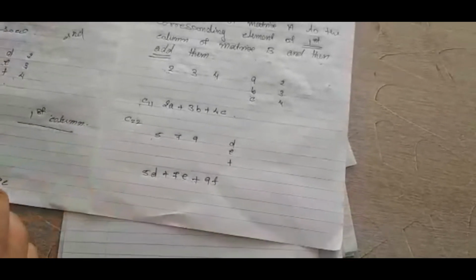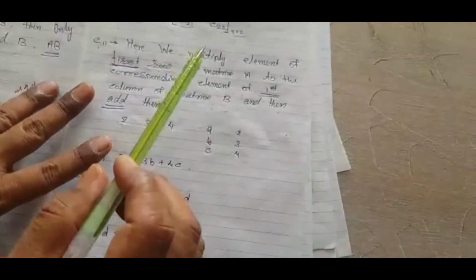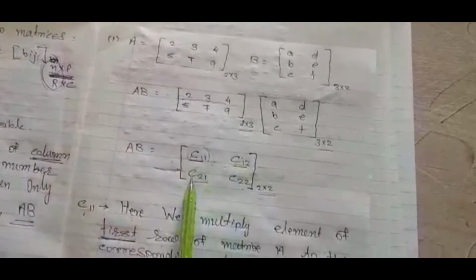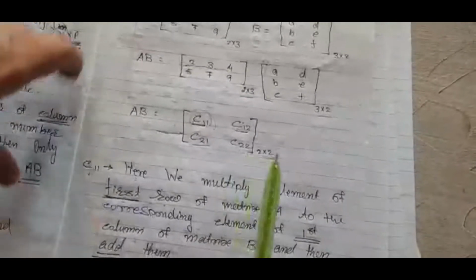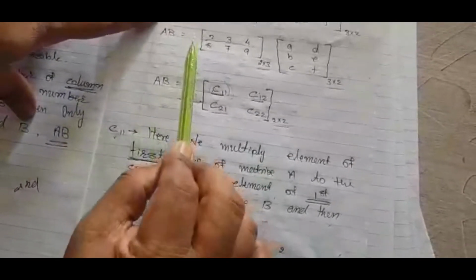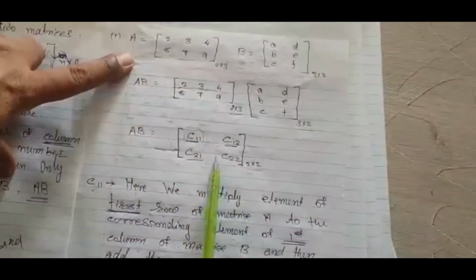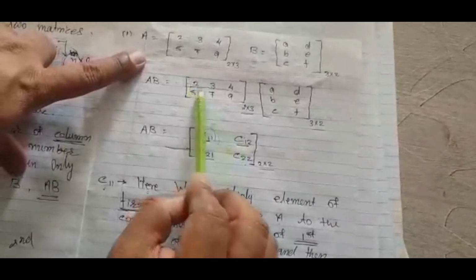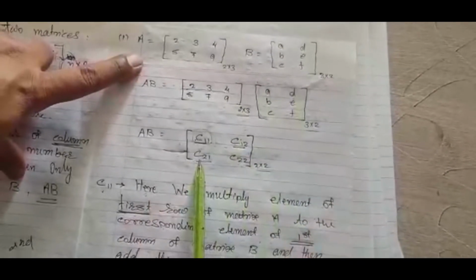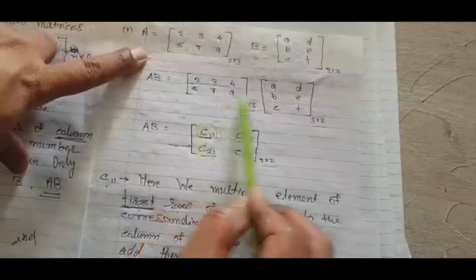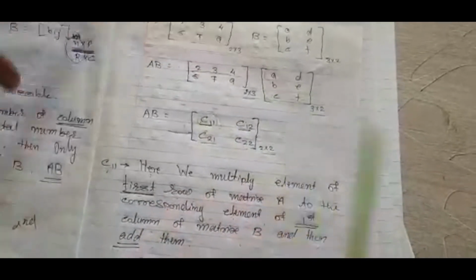Look, this is a very difficult process. Just see again what we have done. These 4 elements: first row first column, first row second column, second row first column, second row second column. Observe again. This is the first row first column, this is the first row second column, this is the second row first column, and this is the second row second column. Is that clear?